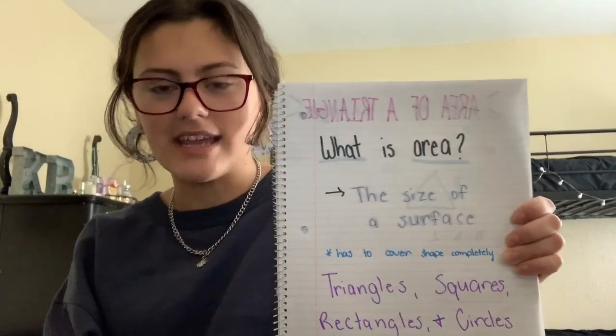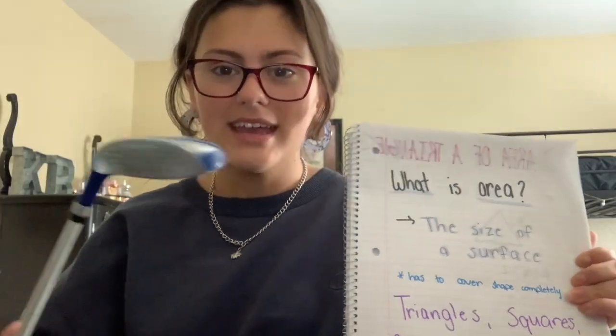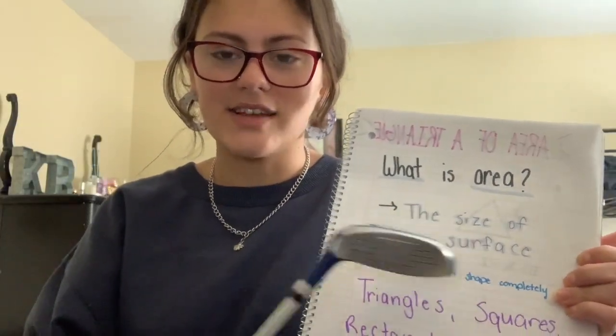No, I'm just kidding. Today we're going to be learning about the area of triangles, squares, rectangles, and circles. What is area? Area is the size of a surface. So it's basically just how much a surface is.